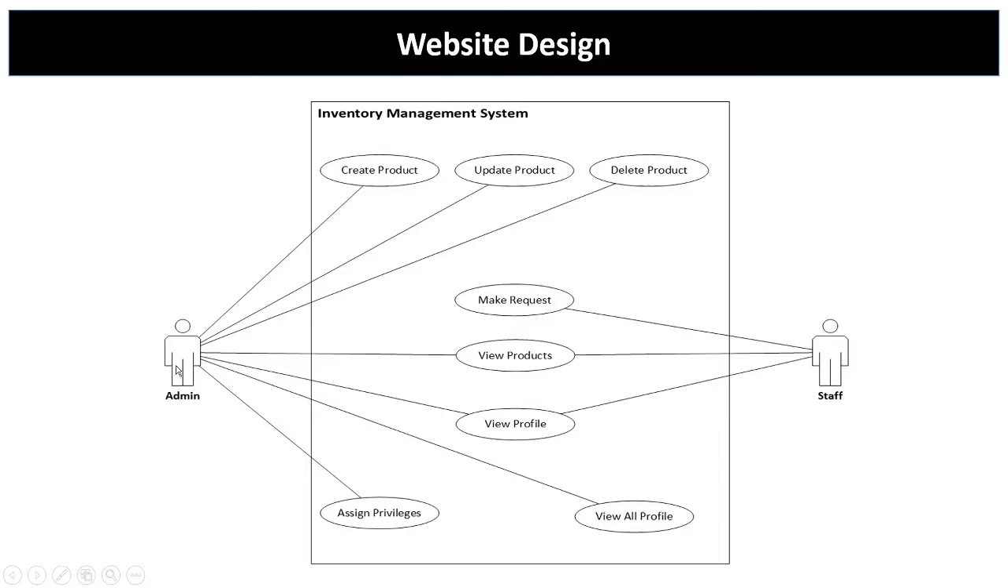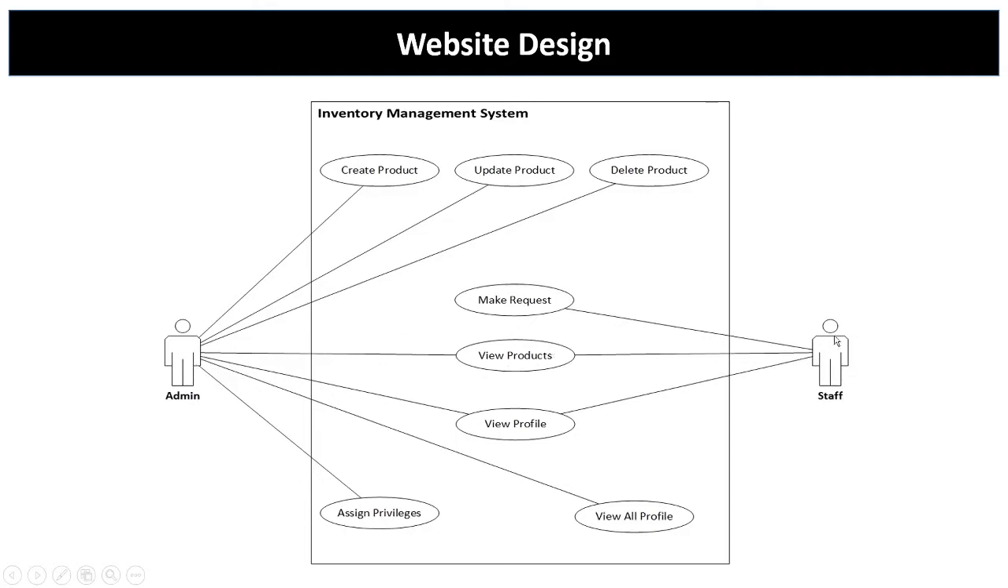So for instance, an admin can create products, okay, but a staff cannot create products, or a staff cannot add a product onto the database. But then an admin can do that. An admin can update and an admin can delete a product from the database. Now, we also see that a staff can make a request. So for the purpose of this application, an admin cannot make a request. It is only a staff who can make a request. A staff can view the products, all the products, same as the admin can also view all the products.